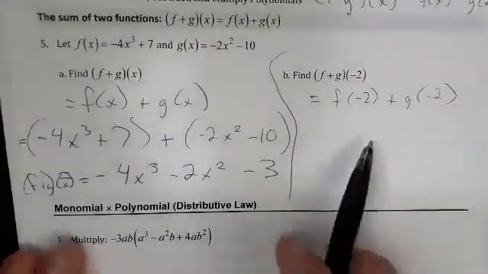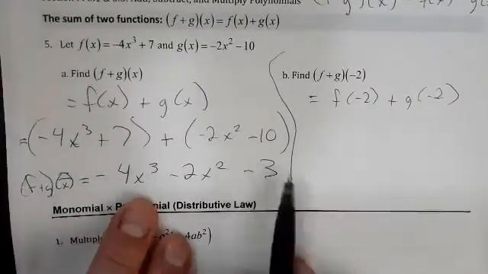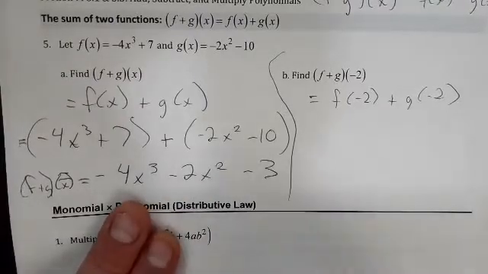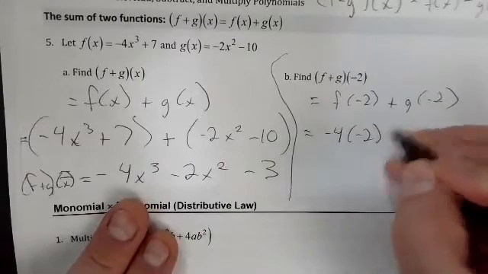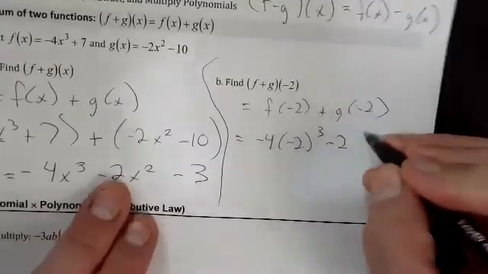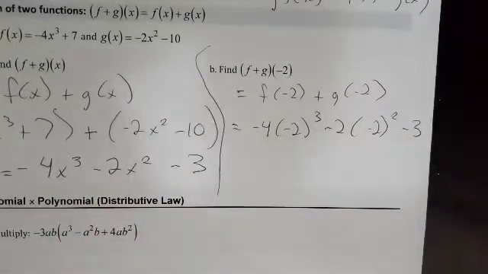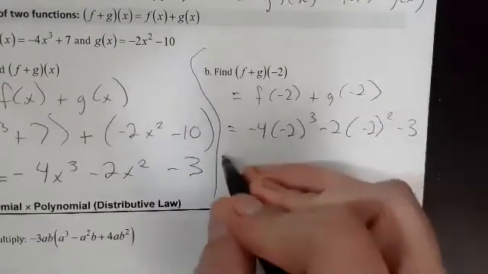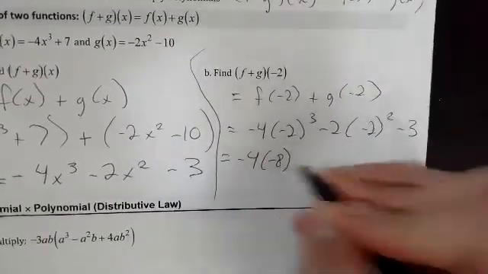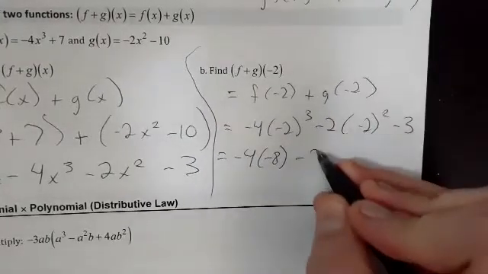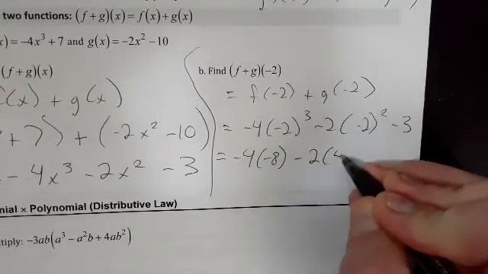Or if I want to do f plus g of minus 2, I can also come right here and plug it into here. And this is probably the one I'm going to do because it's a little bit less work. I do minus 4 times minus 2 cubed, minus 2 squared, and then I subtract 3. So let's crunch this. The minus 4, minus 2 to the third is a minus 8.